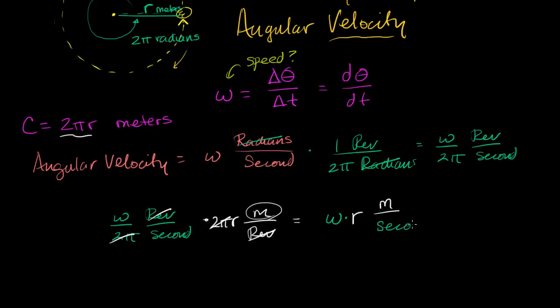And just like that, we have the magnitude of the velocity, or I guess we could say the speed of the object as it goes around in a circle. I'll specify that by v. I want to be clear, this is not a vector quantity. It's not the velocity, it's the magnitude of the velocity. Or we could say the speed is going to be equal to omega times r. So the speed v is equal to the magnitude of the angular velocity times r.